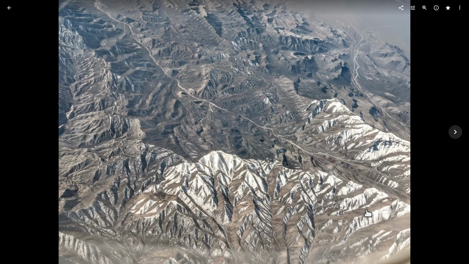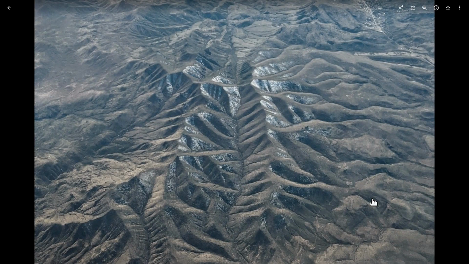Another view from the same trip showing the south-facing and north-facing slopes. The north-facing slopes have much more snow. And finally, just another cheesy example of south-facing and north-facing slopes.